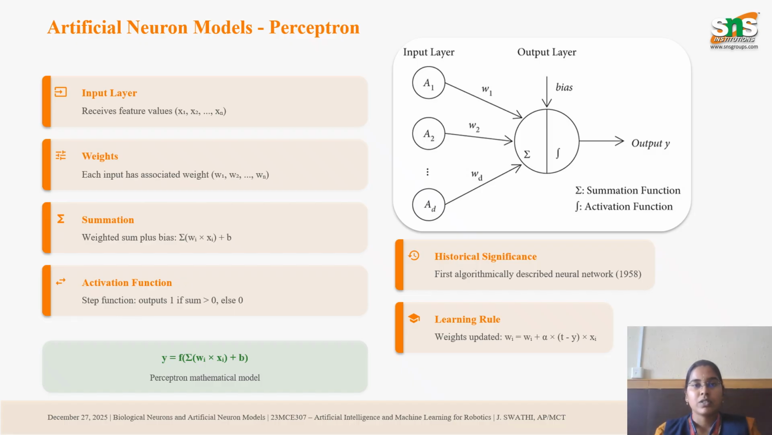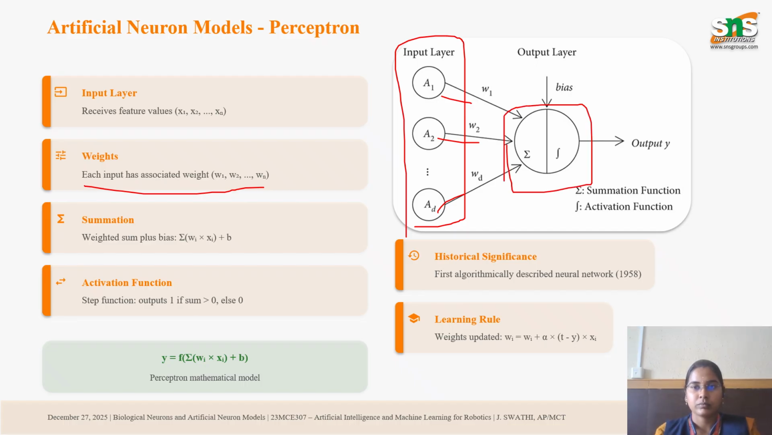Next, in the artificial neural perceptron, we have the input layer, A1 to AD. Next comes the weight associated with each input, so each input has its own weight, and the summation is the weighted sum. So here we will have a summation part to sum our weights, and the activation function outputs 1 if the sum is greater than 0. So it activates according to the summation. Here we have two parts, one is the summation part and one is the activation part. Depending upon the summation result, the activation will be done.